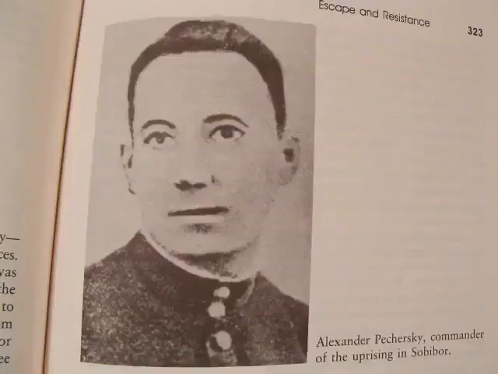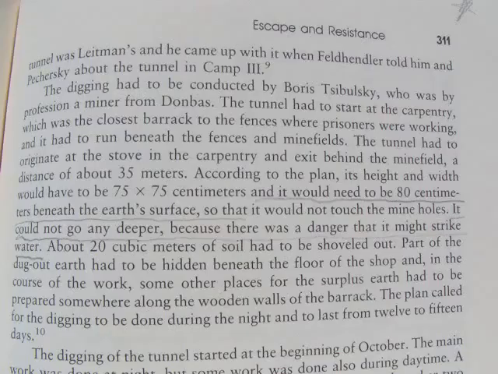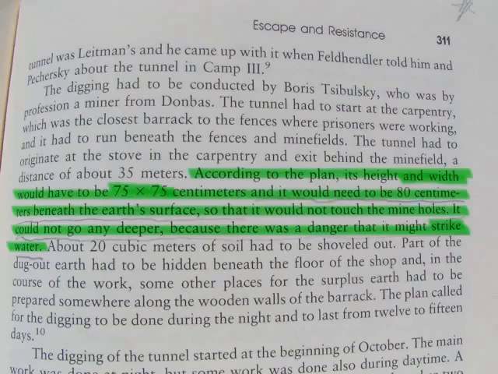We are told that Pechersky's original plan for escape was to dig a narrow underground tunnel out of the camp. We see on page 311, according to the plan, its height and width would have to be 75 by 75 centimeters, and it would need to be 80 centimeters beneath the Earth's surface, so that it would not touch the mine holes. It could not go any deeper because there was a danger that it might strike water.